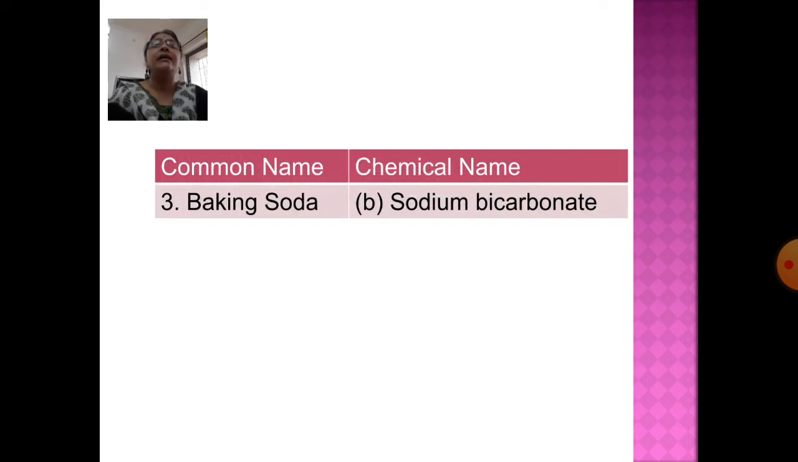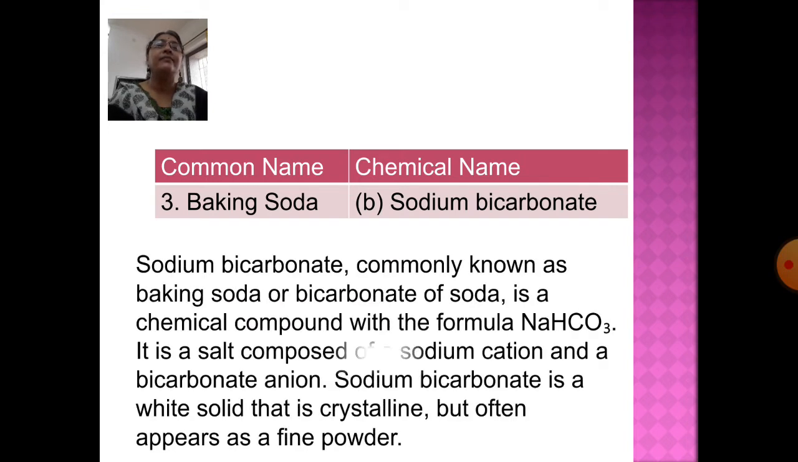Chemical name of baking soda is sodium bicarbonate, which is option B. Sodium bicarbonate, commonly known as baking soda or bicarbonate of soda, is a chemical compound with the formula NaHCO3. It is a salt composed of sodium cation and a bicarbonate anion. Sodium bicarbonate is a white solid that is crystalline, but often appears as a fine powder.